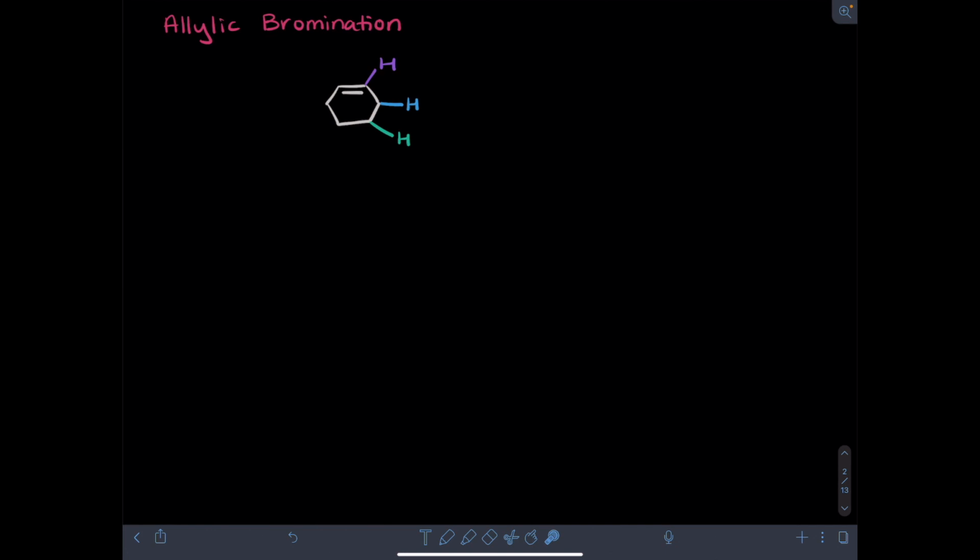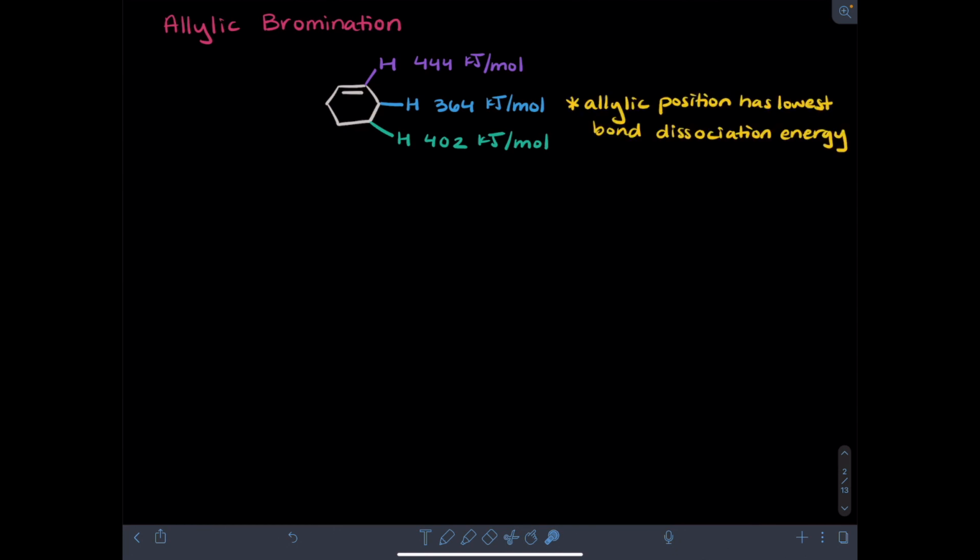These three different types of CH bonds have very different bond strengths. Notice that the sp2 hybridized carbon-hydrogen bond is the strongest bond, meaning it's the hardest to break. And notice that the allylic CH bond is the weakest bond present, meaning it has the lowest bond dissociation energy. This means that this position is going to be most reactive in a radical reaction.